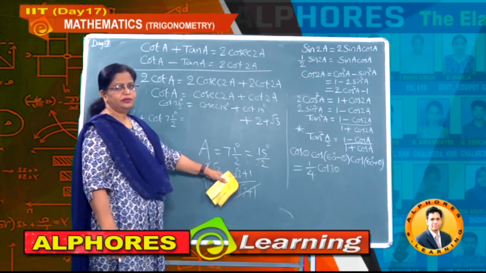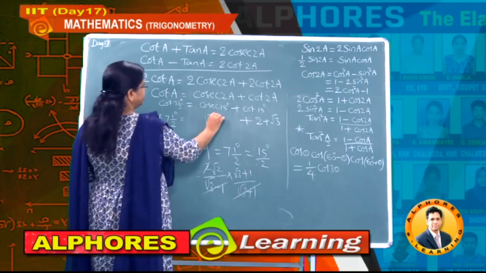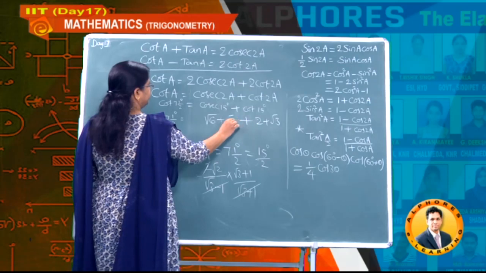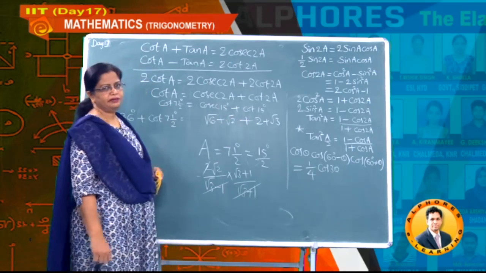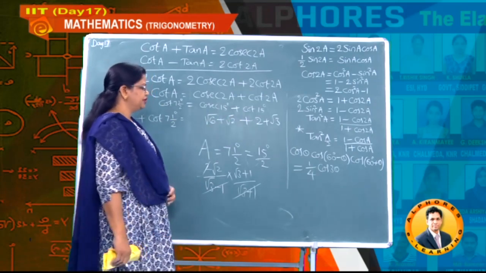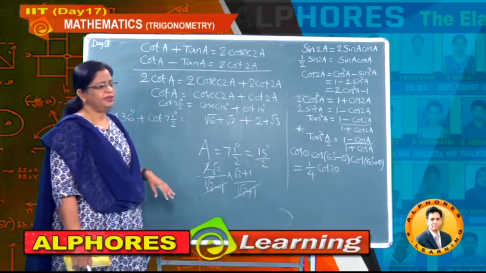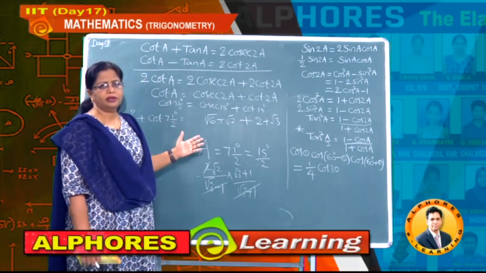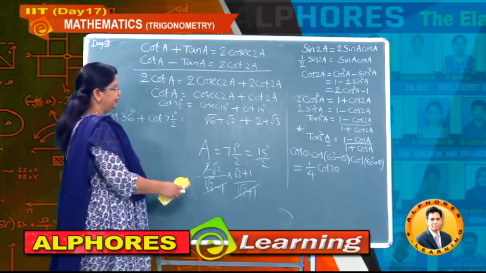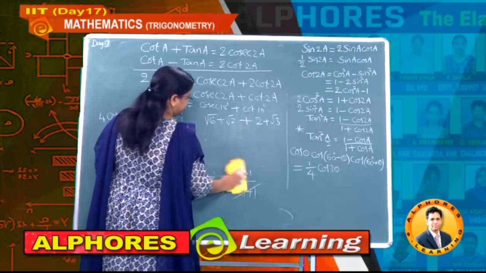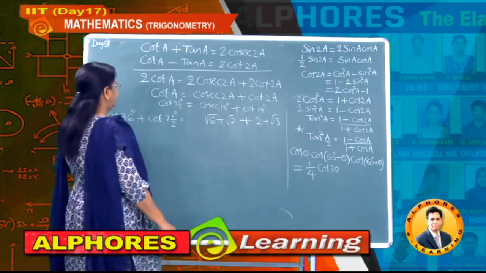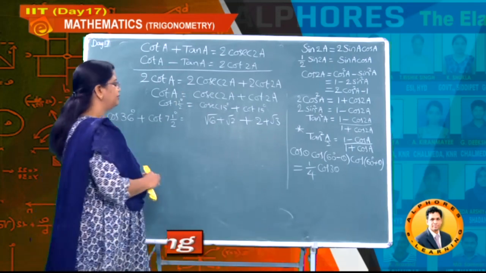So you got root 6 plus root 2. So students, this is nothing but which value here? This is cot 7.5. That's why we used to say better remember formulae, otherwise you have to write all these steps again and again. Now let us substitute this cos 36 value, cot 7.5 value.